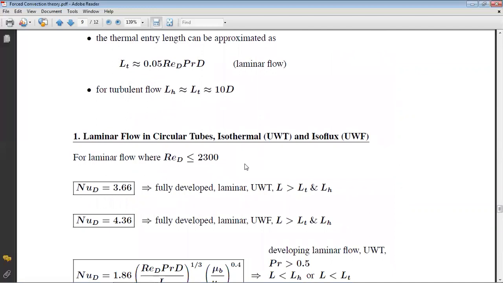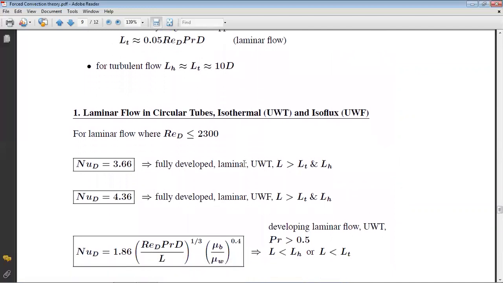Now for pipes, for uniform wall temperature, the Nusselt number is given as 3.66. Similarly, for uniform heat flux or uniform wall flux, the Nusselt number is given as a value of 4.36. You can find these values on page number 128. I'm giving you the reference.